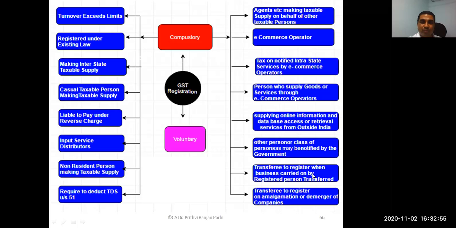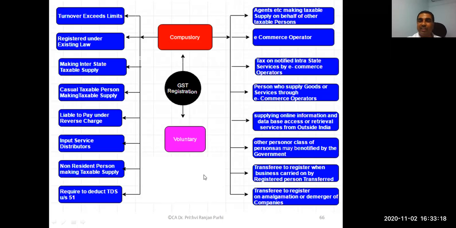Transfer of business also requires registration. If a business is transferred as a going concern, then the transferee needs to get himself registered. And in a scheme of amalgamation and demerger, the new company or the resulting company also needs to get itself registered. This particular chart shows briefly in which situations registration is required.